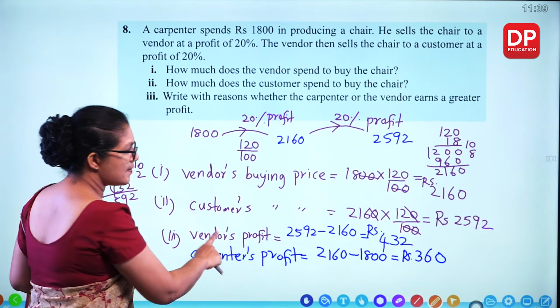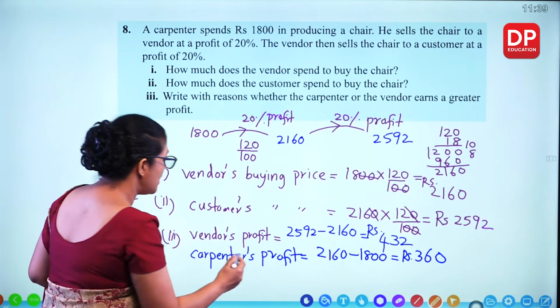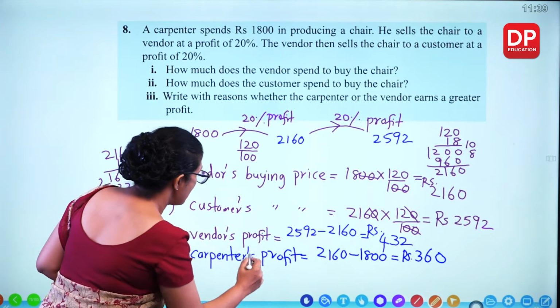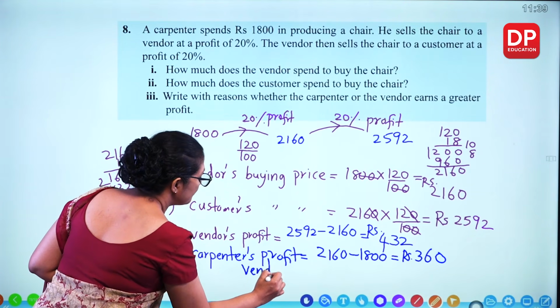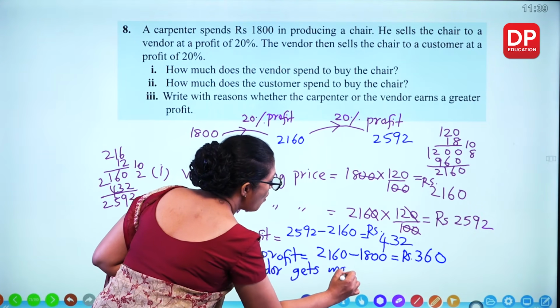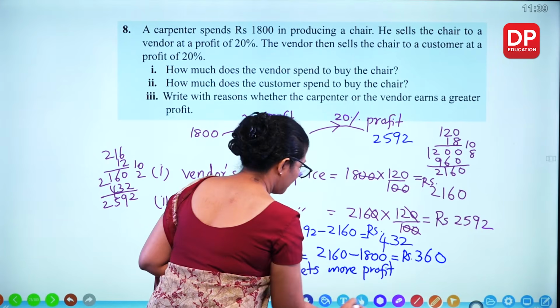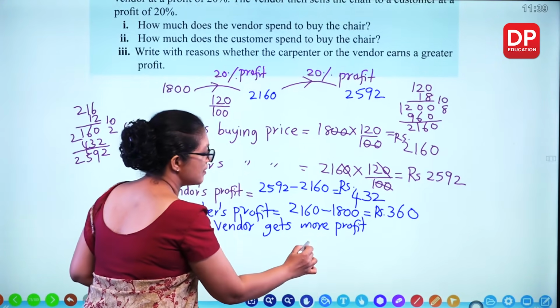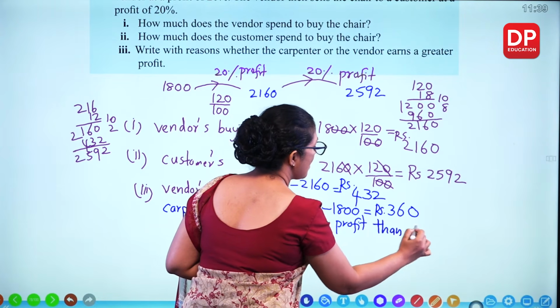So who gets more profit? So vendor is getting 432 profit value. So here you can write down vendor gets more profit than carpenter.